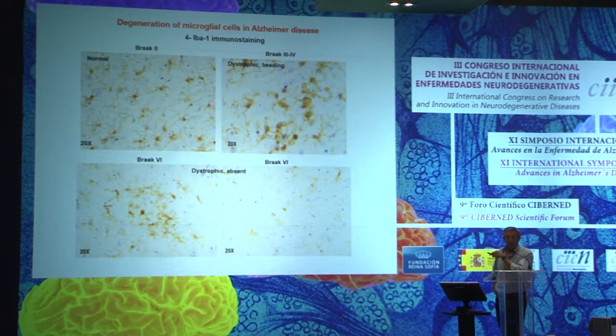IBA1 is a specific microglial or monocyte marker whose expression doesn't decrease with microglial activation. As you can see here, in our population, using this marker, you can see a very clear degenerative status of the microglial cells in BRAAK 3/4 and a dystrophic status in BRAAK 5/6, or even absence of the microglial cells in the hippocampal formation in these samples.